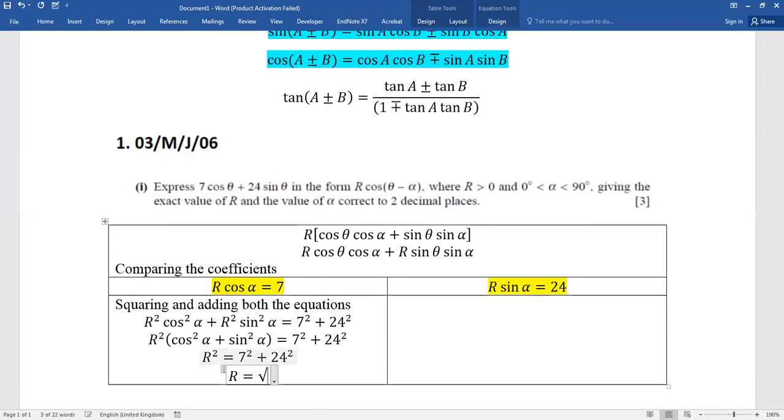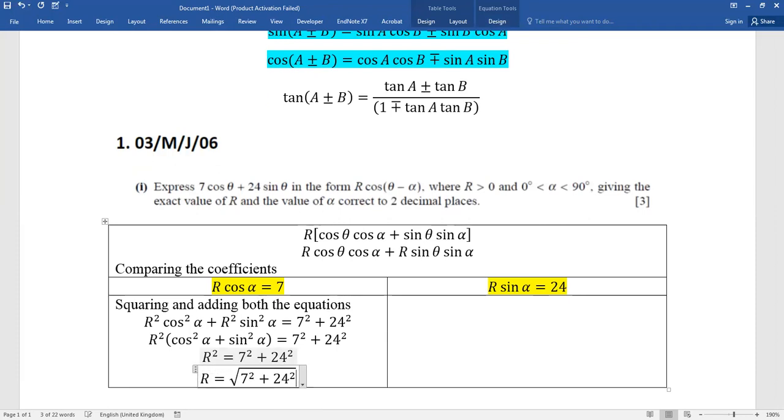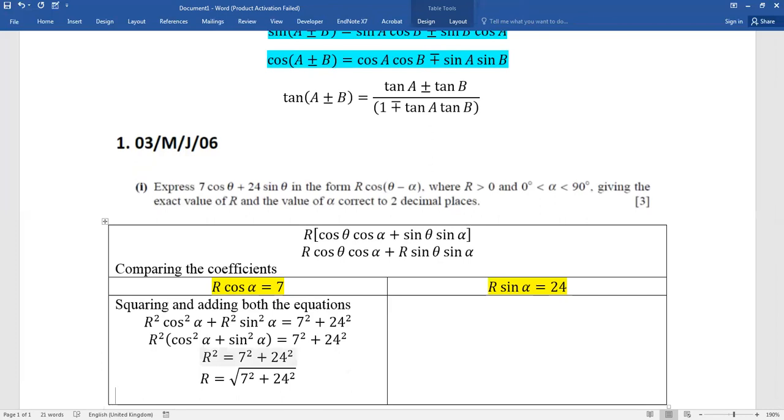So r is basically the square root of 7 square plus 24 square. Now remember, you don't always have to do this. We can easily see now that in order to find r, we'll just have to take the coefficients of cos and sine, square them up, add them, and take the square root of the entire thing. We don't always have to go through this entire drill. This is just to help you understand how we got here. So r can be easily found by taking squares of the coefficients. In this case, it's 7 square plus 24 square, square root of the entire thing.